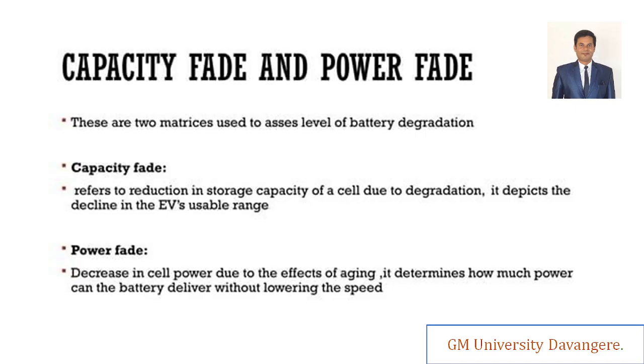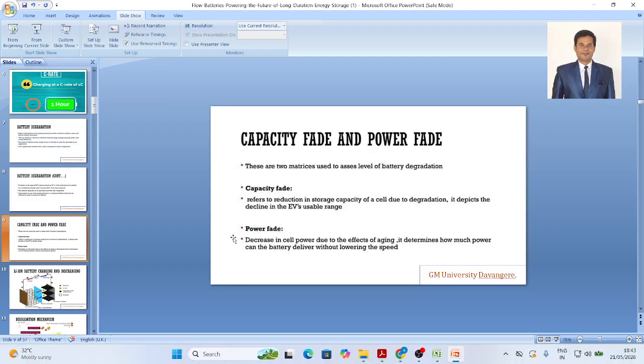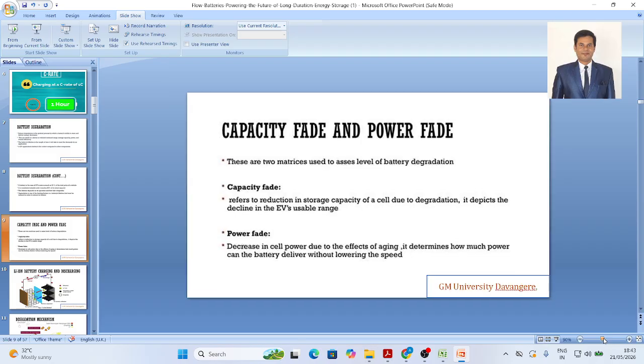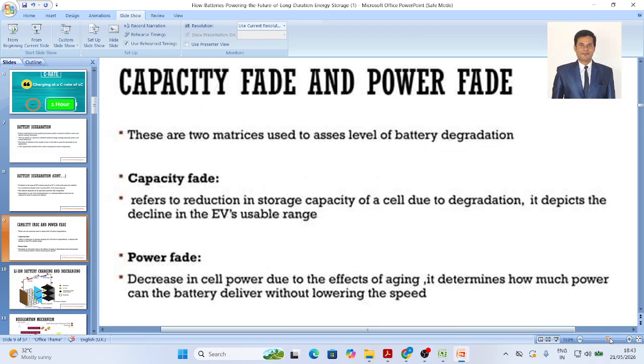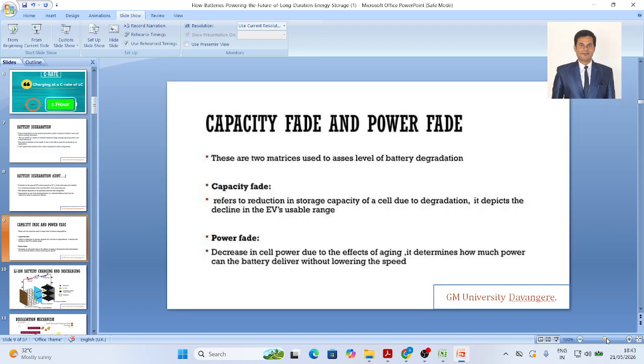And it also causes a decline in the EV's usable range. If the cells get degraded, then there will be a decline in EV usage. Nobody is going to use your battery. So that is the reason we have to see how battery life can be improved, right? We have to think more about the batteries. Please, we have to focus more on battery life and how to improve the life of the batteries, right?